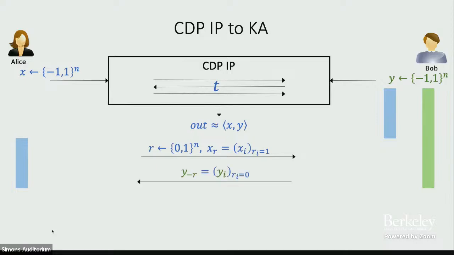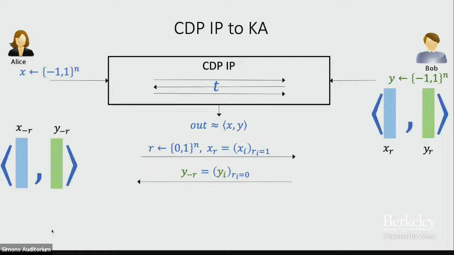And Bob is going to send the complementary set. So he's going to send y_{-R}, which is y_i for every entry for which r_i is equal to 0. So Bob sends the complementary set. And now both of them can compute the inner product on the vectors they have. So Bob can compute the inner product between x_R and y_R, and Alice can compute the inner product between x_{-R} and y_{-R}.